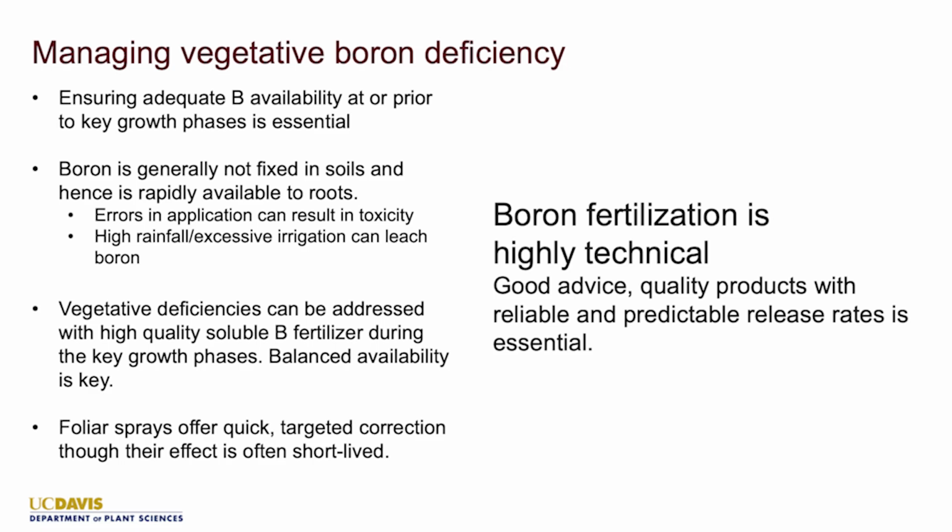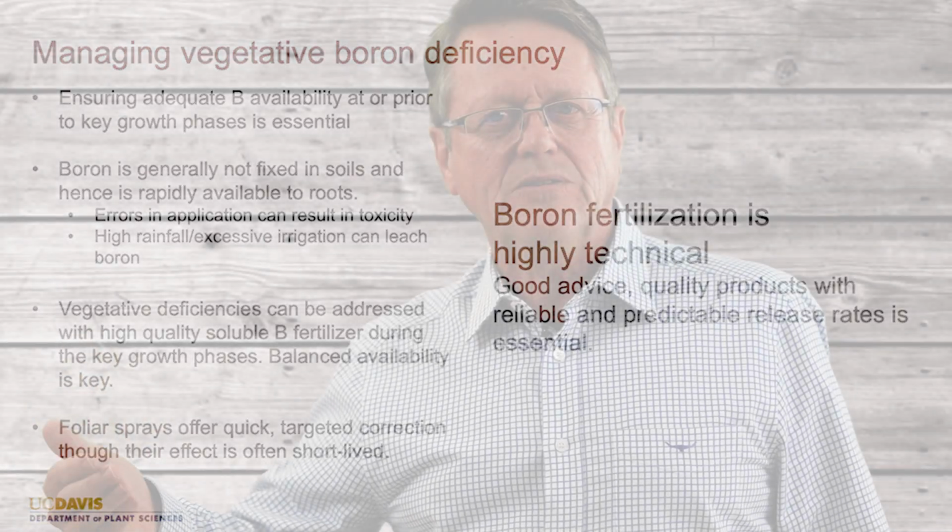All of this points to a single theme, and it's one I'll come back to when we talk about managing reproductive boron deficiency. Boron fertilization is highly technical, more so than any other element. You need good advice. You need quality products with reliable, predictable release rates. And you need an agronomist, a soil scientist, an advisor who understands these principles.